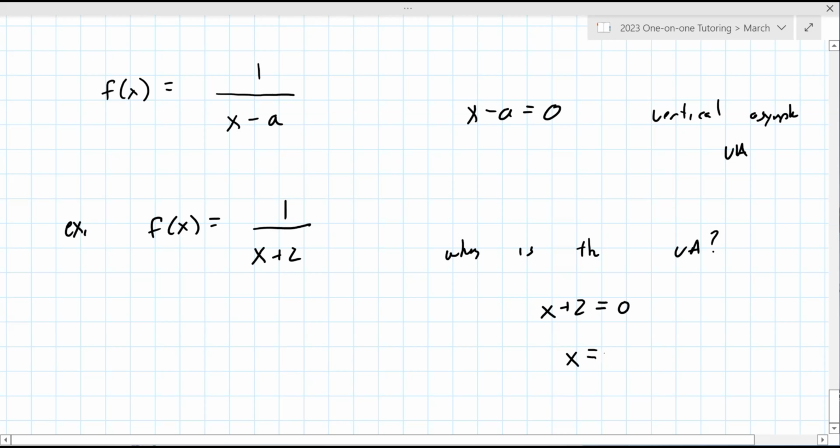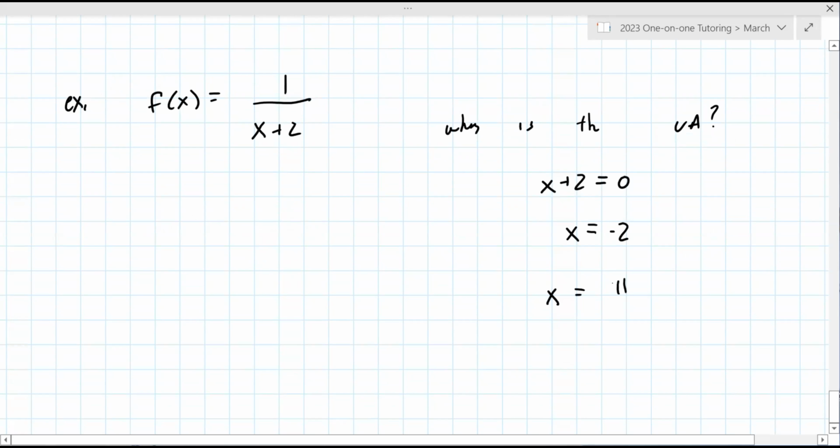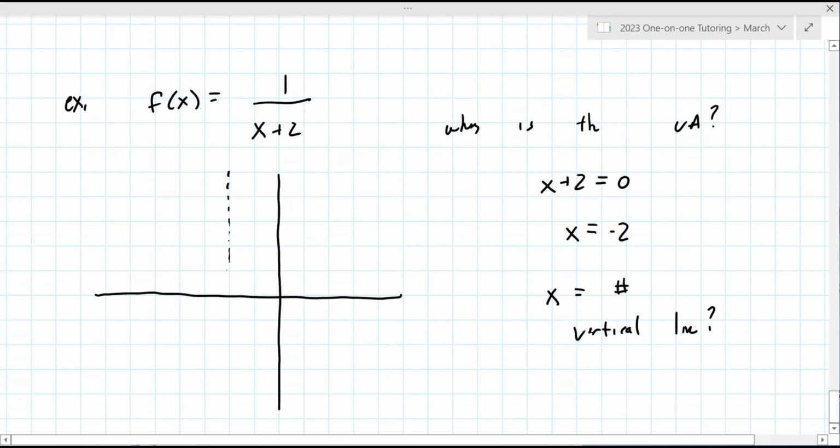x equals -2. Now, from a previous course, or maybe earlier in this course, do you remember that x equals a number is a vertical line? Yeah. And that's what we were graphing here. So if we were to graph this, we would go over to -2 and draw a vertical line. Now we're going to do it as a dashed line. For now, we're just going to say, okay, it's that. But your instructor wants to see the graph of that vertical line, x equals -2.